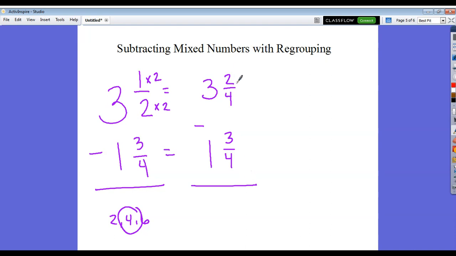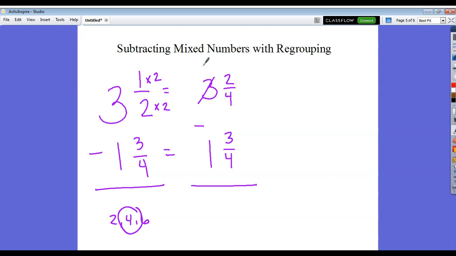Now here is my dilemma. I cannot subtract 2/4 minus 3/4. It would be like saying 2 minus 3. It would give me a negative number. And again, not what I'm looking for. So what I'm going to do is I'm going to look at my whole number column, and I'm going to borrow or regroup a whole.